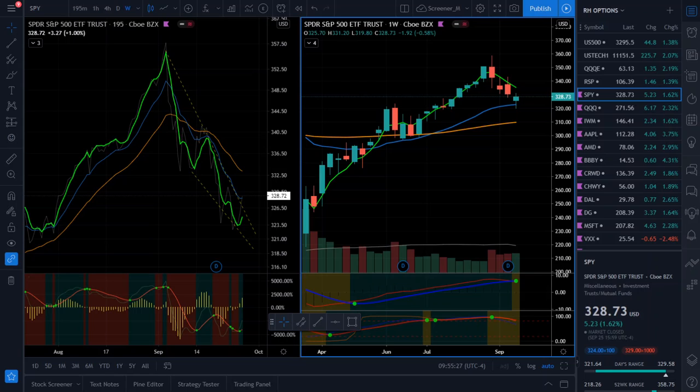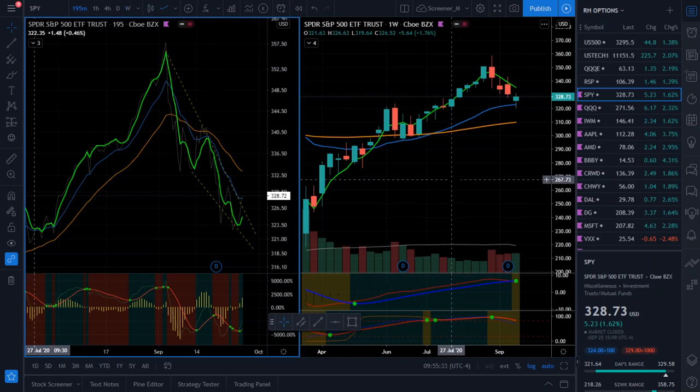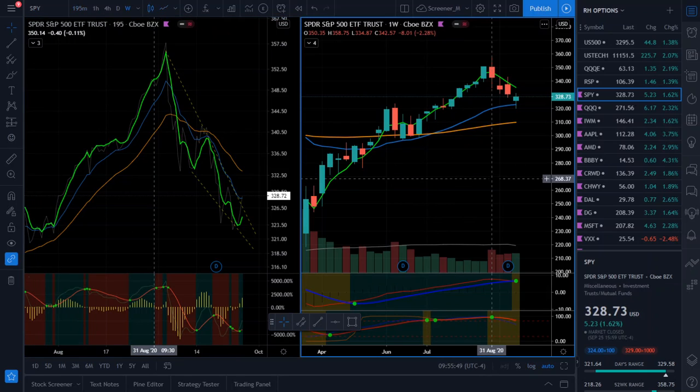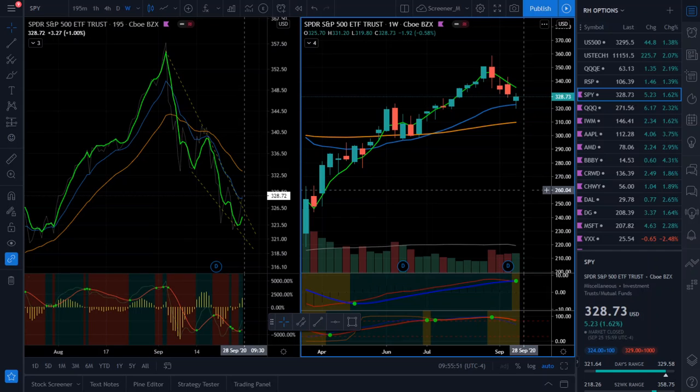So the first one, let's look at the markets now. On the left, I have the 195 minutes chart. So 195 is pretty much half a day. I'm not going with 4 hours because it's not exactly 4 hours; 195 kind of splits in between. And to the right, I have a weekly chart. Now this is a candlestick chart. This gives me an idea on a weekly basis.